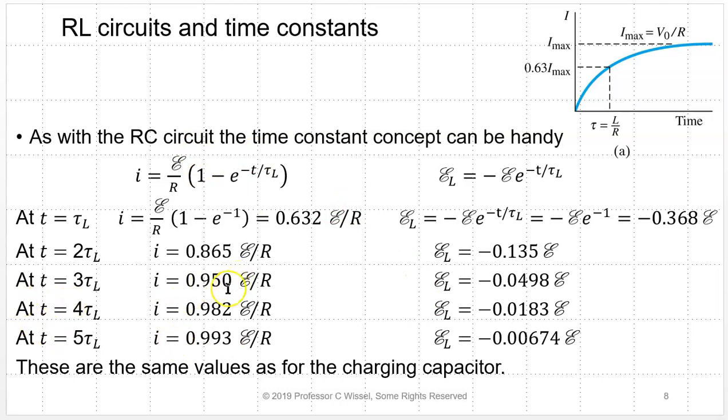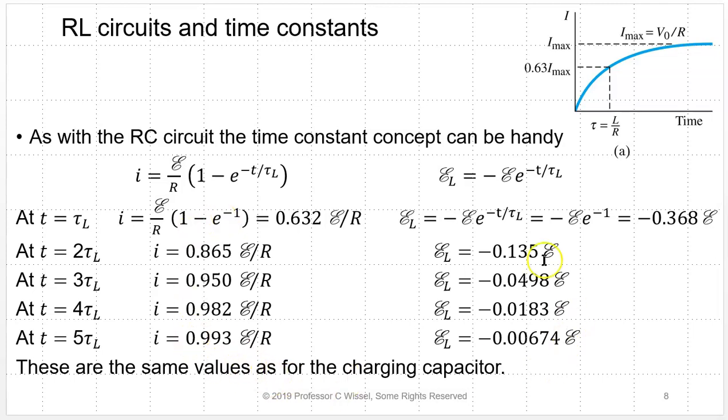At the 3 time constant, you're 95% of the way to your final equilibrium value for the current. You only have 4.98% of the original EMF across the inductor remaining. At the 4 time constant, you're 98.2% of the way to your final equilibrium value for the current, and you have 1.83% of the EMF across the inductor remaining. At the 5 time constant, you're essentially all the way there. You're 99.3% of the way to the final current. You have less than 1% of the original EMF across the inductor. So it's down to 0.674% of the original EMF.